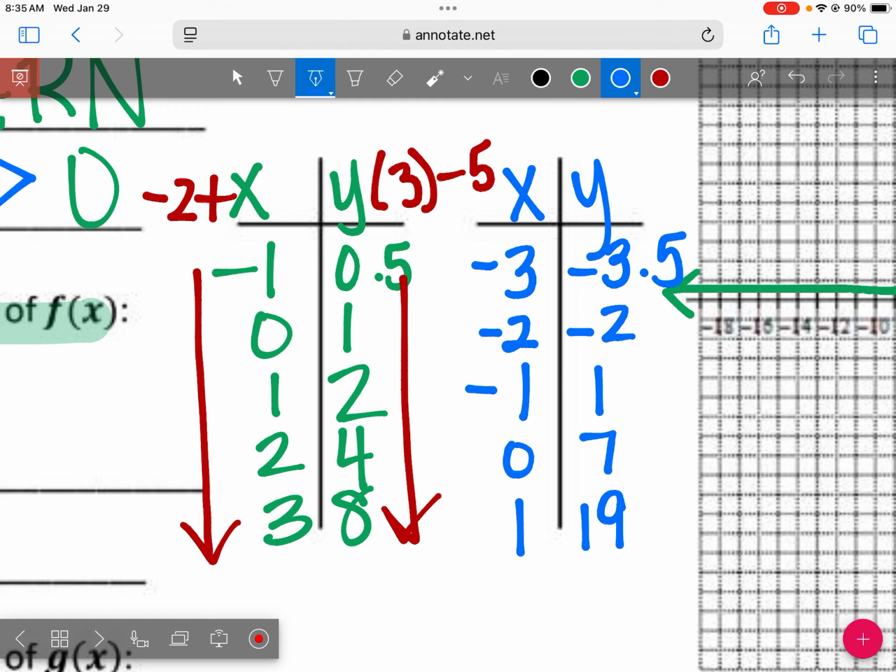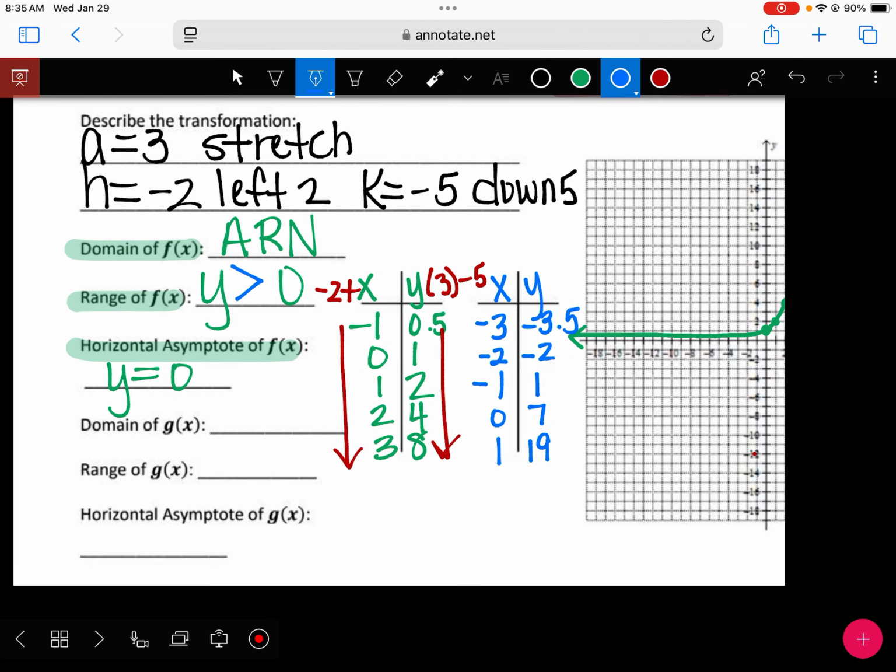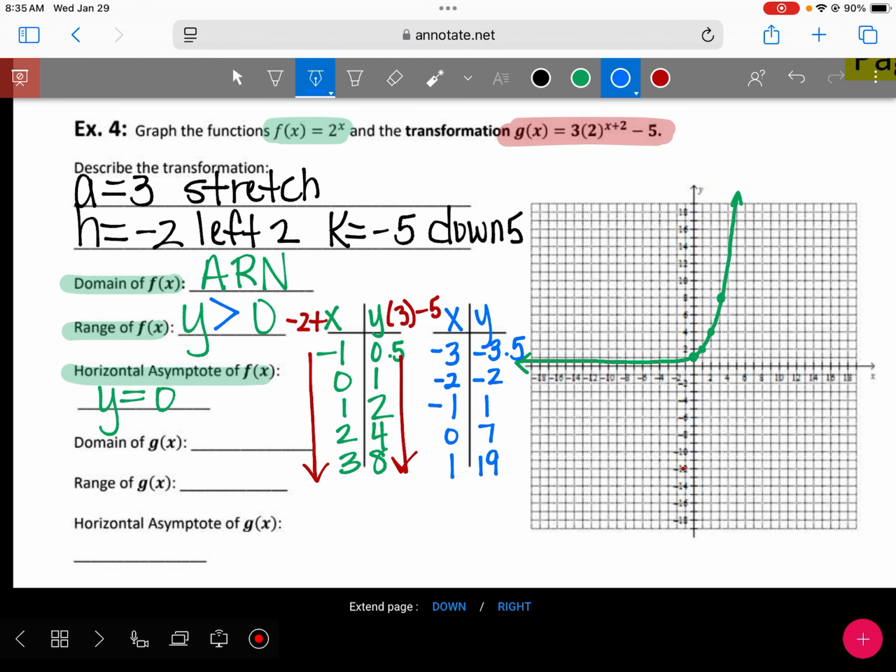So before we graph our second function, let's go ahead and answer a couple questions. So first thing first, let me zoom back out. These 3 questions are about my transformation. So the transformation has the same domain, not the same range. The domain is all real numbers. So let's go ahead and write that here.